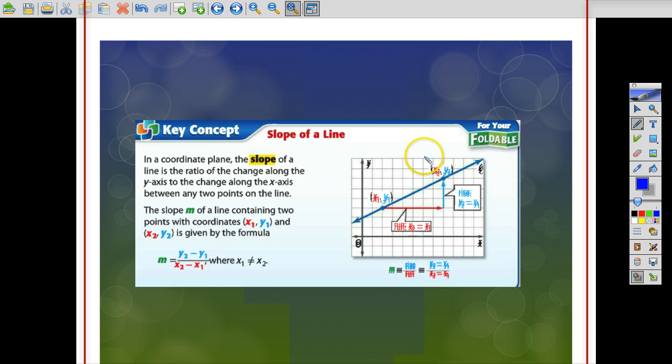Keep in mind if you're subtracting the y here from there, then you're going to do the same for the x's. You can't do y2 minus y1 and then do x1 minus x2. It's going to be consistent. So y2 minus y1, then x2 minus x1, and this is rise over run.